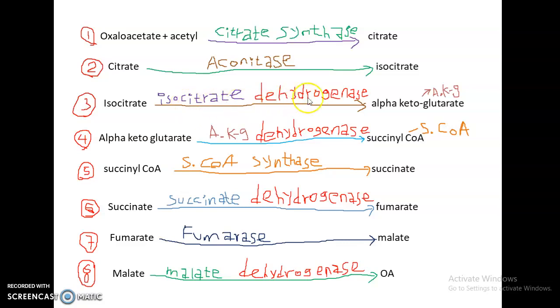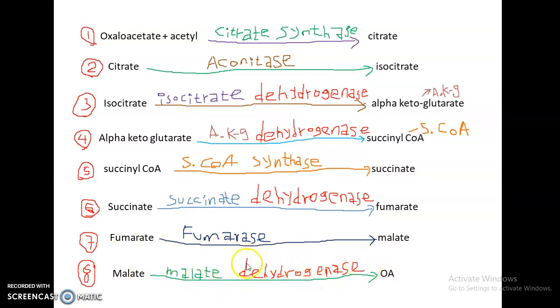Therefore, isocitrate dehydrogenase; then alpha-ketoglutarate converts into succinyl-CoA. The enzyme is alpha-ketoglutarate dehydrogenase. Succinyl-CoA converts into succinate. Then the enzyme will be succinyl-CoA synthase. When succinate converts into fumarate, the enzyme is succinate dehydrogenase. Fumarate converts into malate, the enzyme is fumarase, and malate converts into oxaloacetate, the enzyme is malate dehydrogenase.